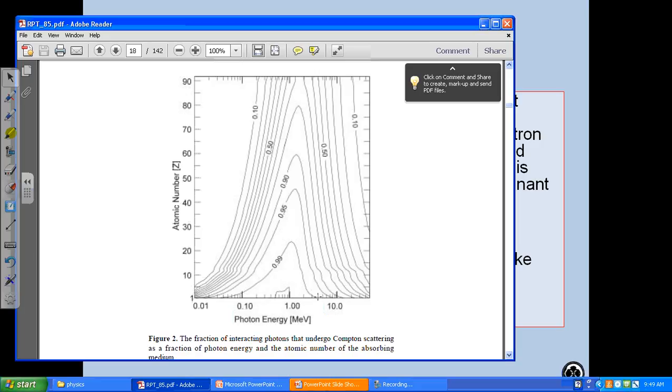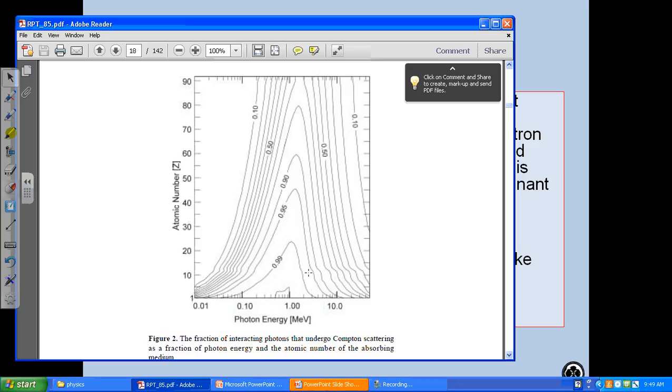And what's the Z for tissue? Around 7 something, right? So Z is up here, 10's here. So we're looking at something here. These lines are probability lines or ratio lines of Compton effect as a fraction of photon energy. So Compton effect is almost 99 to 95% right around here, at these energies. I'm sorry, at this Z.